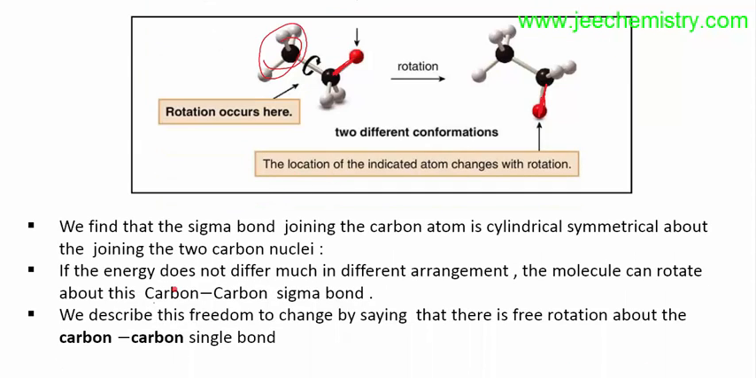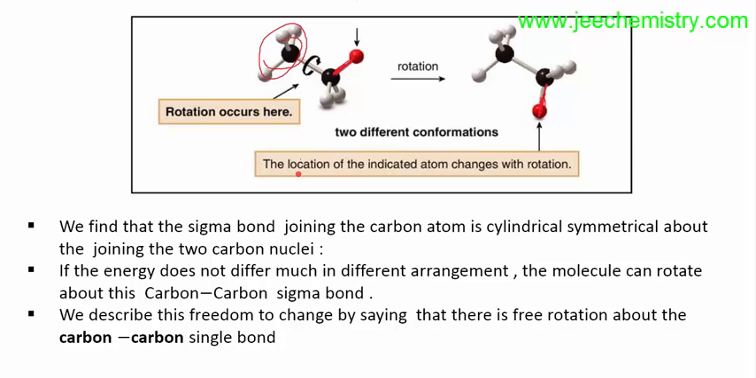The energy does not differ much in different arrangements. The molecule can rotate about this carbon-carbon sigma bond. If the energy of these two compounds does not differ much, then by rotation one compound changes to the other, so there must be only a small energy difference between them. If the energy difference is not great, there is a possibility of conversion from one to another by rotation about the sigma bond.